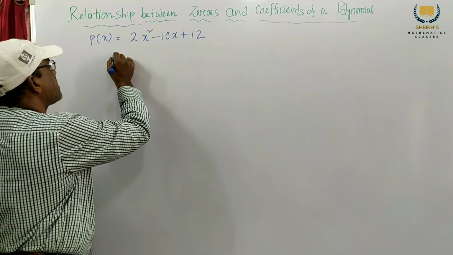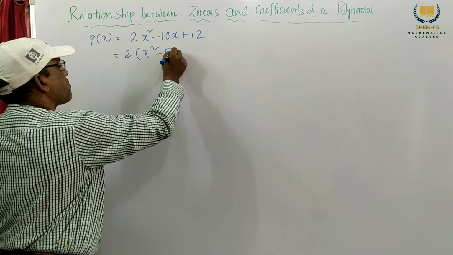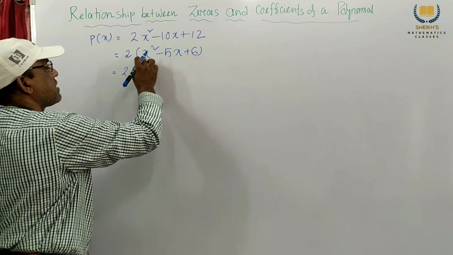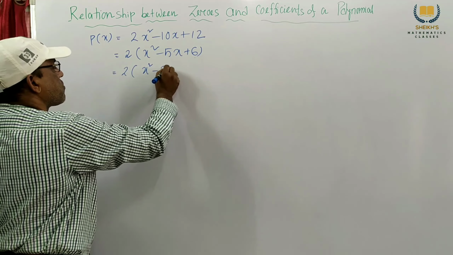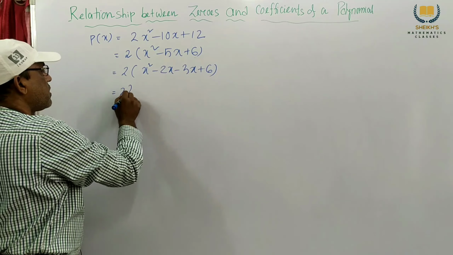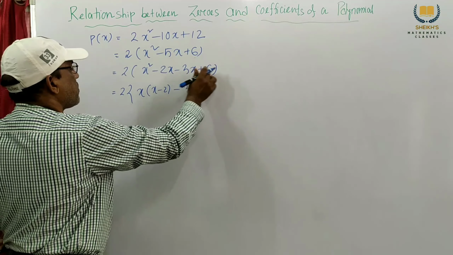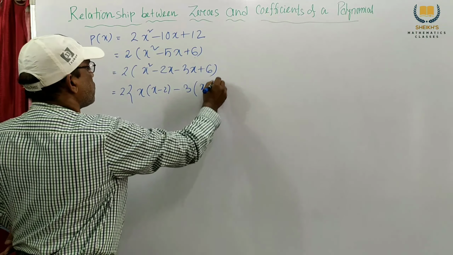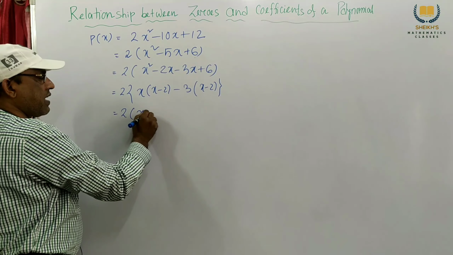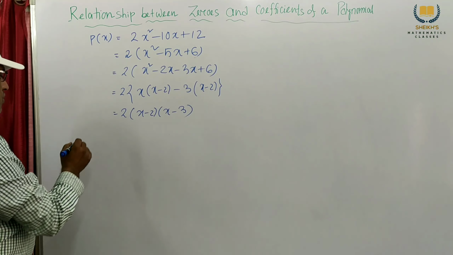Now, if we factorize this polynomial, what do we get? 2 common: 2(x² − 5x + 6). Then we factorize x² − 5x + 6: 6 is 2 into 3, so x² − 2x − 3x + 6. From the first two terms x common, x − 2, and from the last two terms 3 common, x − 2. Then x − 2 common, we get 2(x − 2)(x − 3).